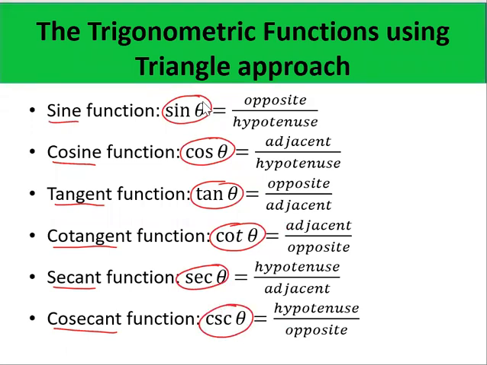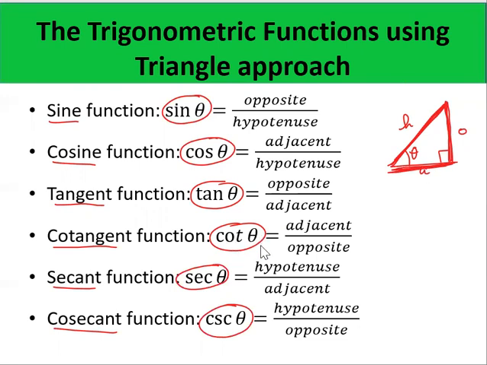So we have here sine of the angle theta, cosine of the angle theta, tangent of the angle theta, and so on and so forth. So if this is our right triangle, and this is the angle theta, this one is the opposite side, this one is the adjacent side, and this one is the hypotenuse. So sine of the angle theta is defined as the length of the opposite side over the length of the hypotenuse. Cosine theta is equal to the length of the adjacent side over the length of the hypotenuse. Tangent theta is equal to the length of the opposite side over the length of the adjacent side.